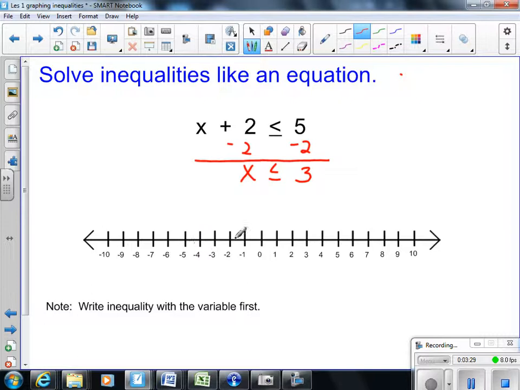So we're going to put an open dot or closed dot on 3. Good, a closed dot. And what about the shading? We'll shade everything to the left. And don't forget to shade your arrow as well, because it shows it goes on and on and on. Now, I do want to, again, make a special note, if you want to write this in your handy-dandy notebook: write your inequalities with the variable first. It'll just make it a little easier when you go to graph them.